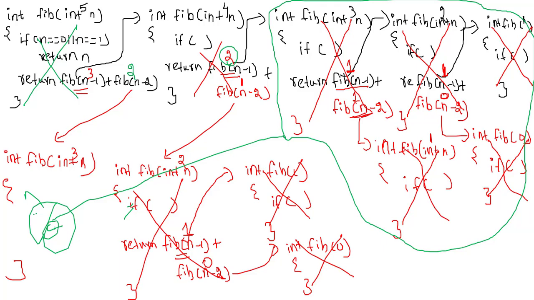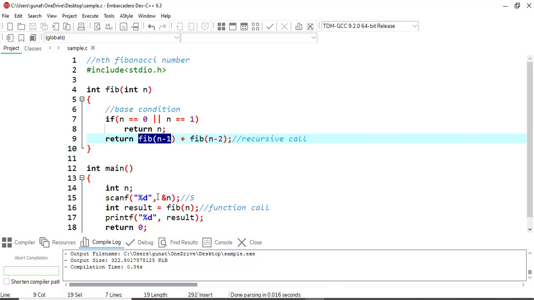This is how recursion works. Fine. So I have got the output value as 5. So I hope you are clear with the recursion.